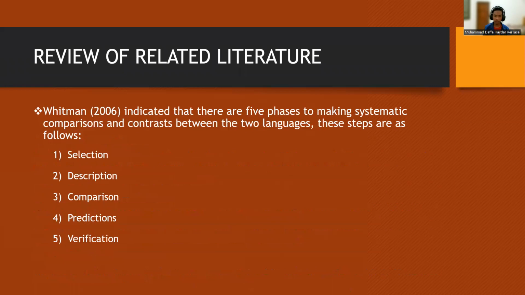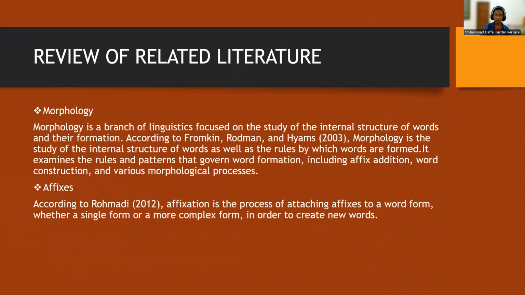Review of related literature. CA, according to Whitman, has 5 phases for making a systematic comparison and contrast between 2 languages. These steps are selection, description, comparison, prediction, and verification. And also morphology. Morphology is a branch of linguistics focused on the study of the internal structure of words, according to Fromkin, Rodman, and Hyams. Morphology also examines the rules that govern word formation, including affix addition, word contraction, and various morphological processes.